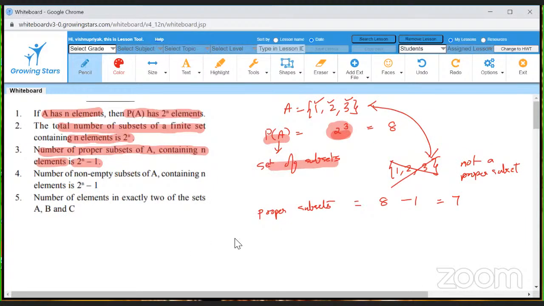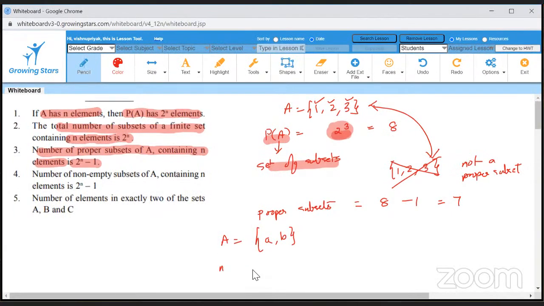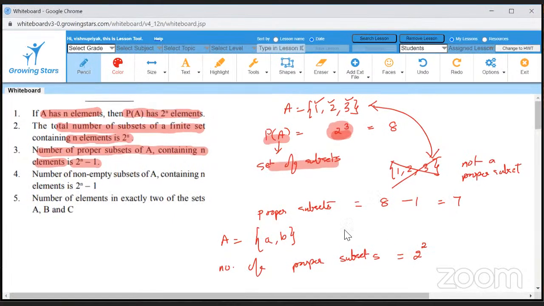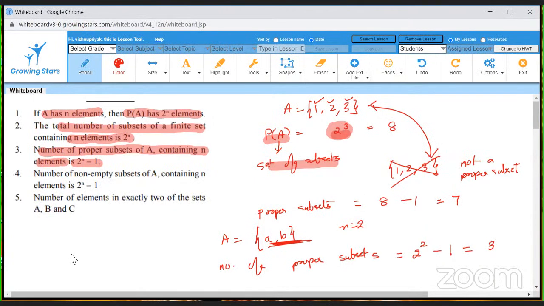Like suppose if I give you A has A, B, then how many proper subsets? Number of proper subsets, if they ask you, first you will take 2 power n, because here n is 2. But you have to subtract one equal set, that is the set having A, B. So 4 minus 1, 3 proper subsets will be there.